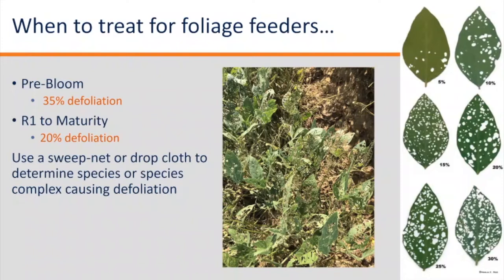You maybe can bump that up to a little bit higher percent defoliation later in the year. But when we're trying to set our pods and fill our seed, it's important that we have a lot of leaf area producing photosynthesis to move nutrients to the seeds. And again, the sweep net and the drop cloth is very important to help us know what pests are in the field, identifying which beetles or which caterpillars are in the field.